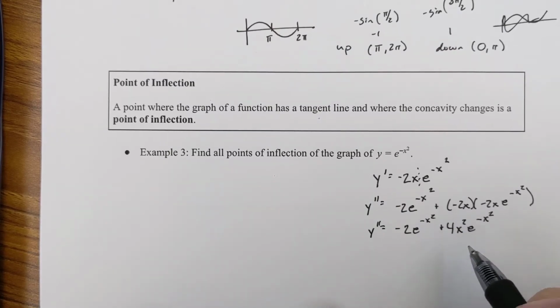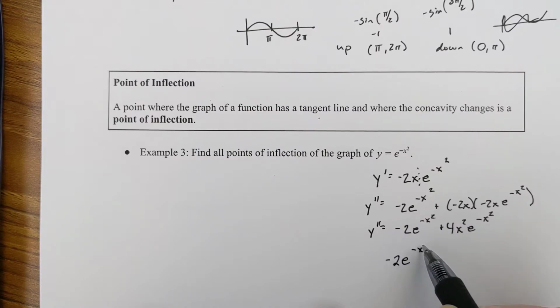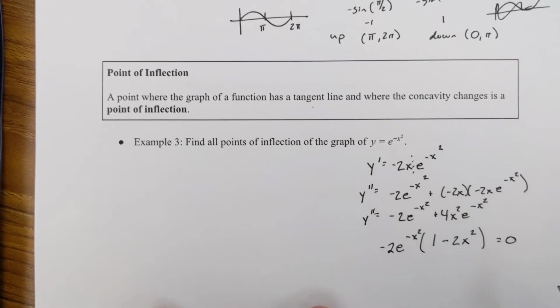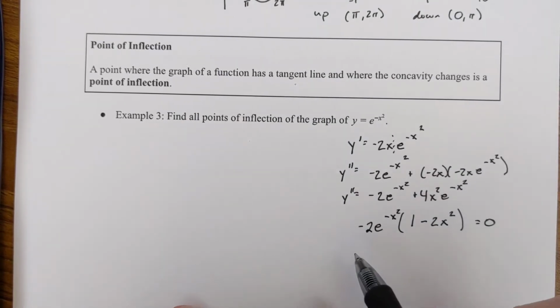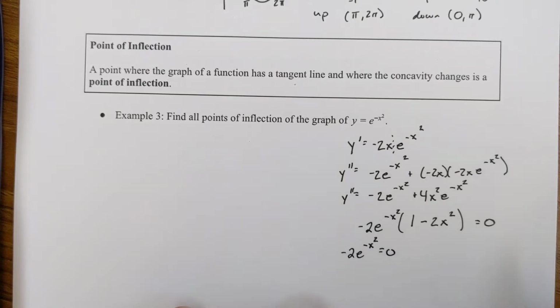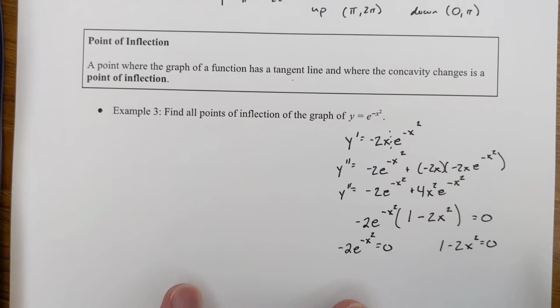So I can factor a negative 2e to the negative x squared out, which leaves me 1 here, which leaves me negative 2x squared here. I took a negative 2 out, which is why I changed signs. So I have that. Now I need to know where this is equal to 0, so I have to solve this factor, and I have to solve this factor.